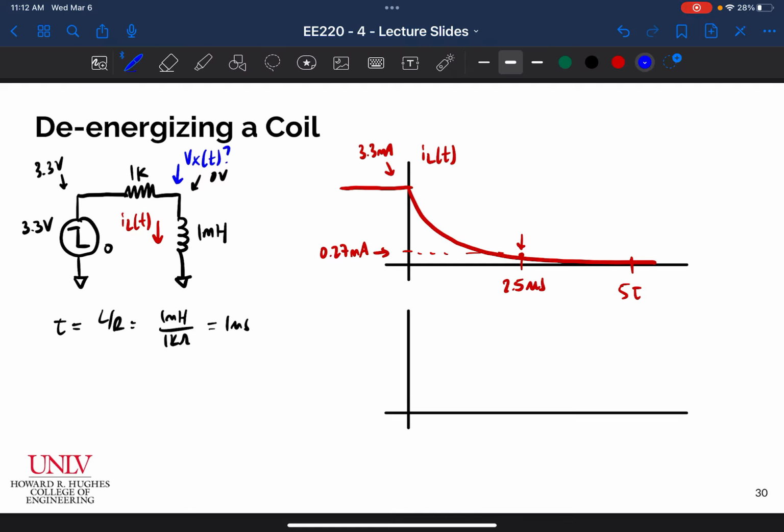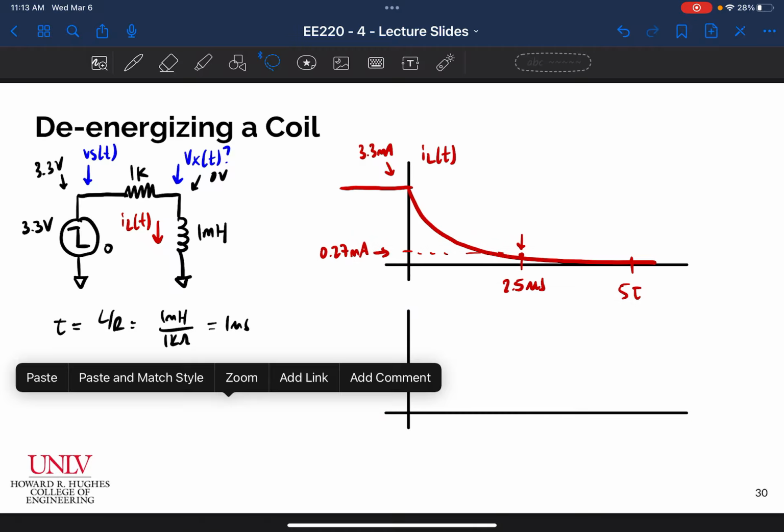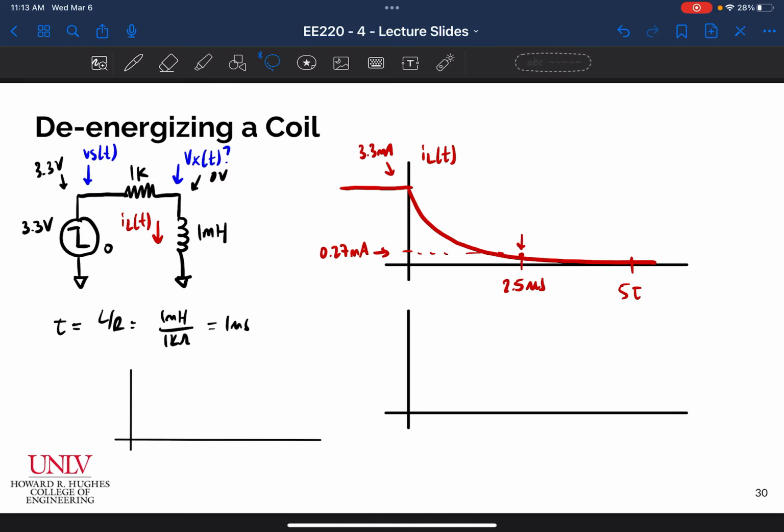It would probably be helpful also to draw the source voltage Vs of t as well, so I'll do that right here, real small. Let me make another one of these. We know exactly what's going to happen with Vs of t. It's going to be 3.3 for a really long time, and then at time t equals 0, it's going to pulse down to 0, and then stay there. So this is Vs of t. The question here is, what does Vx of t look like over time?